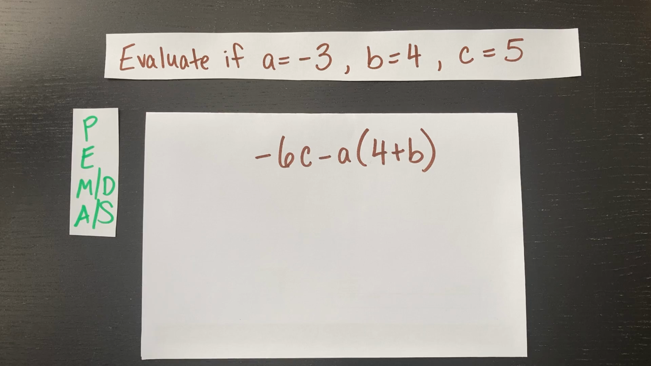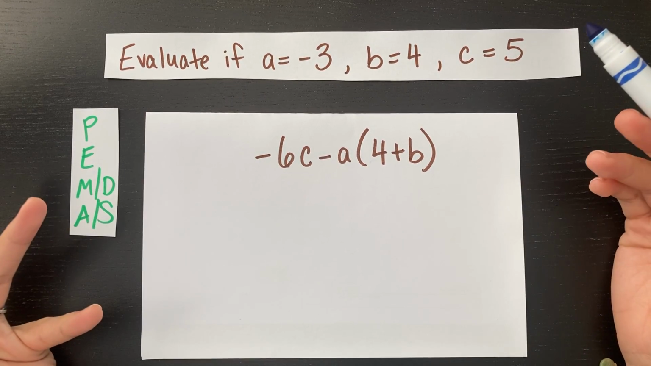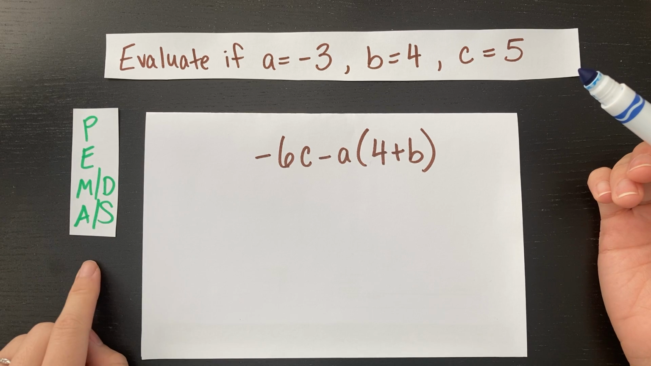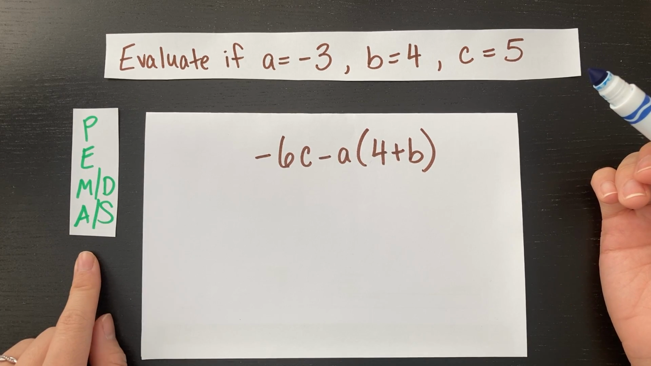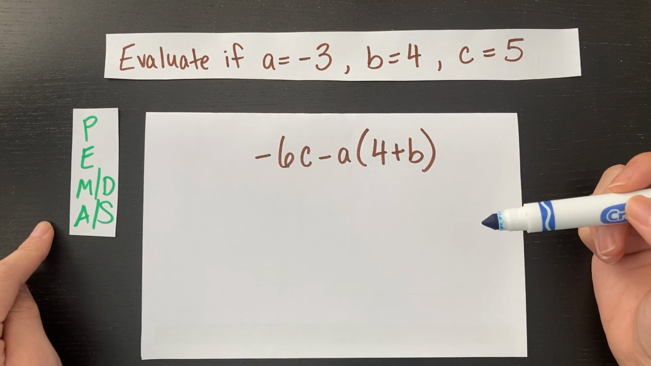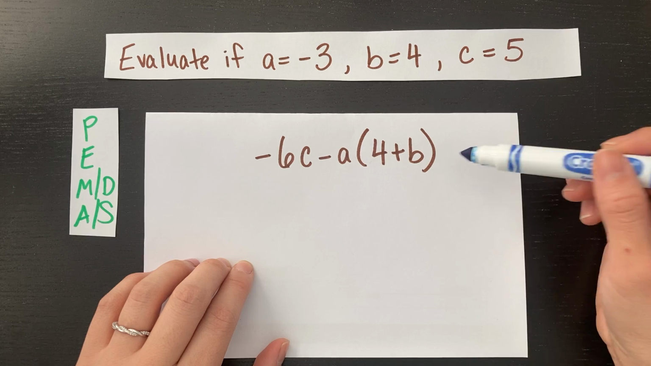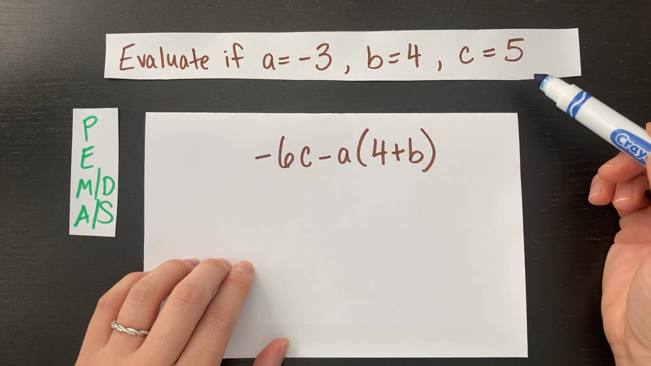Once we substitute these values into this expression, we have to use the order of operations to solve it. So here we have PEMDAS. I have it written on the side just in case you need it. We're going to follow this order when evaluating these expressions. The first thing I'm going to do is rewrite this expression with these values in it.